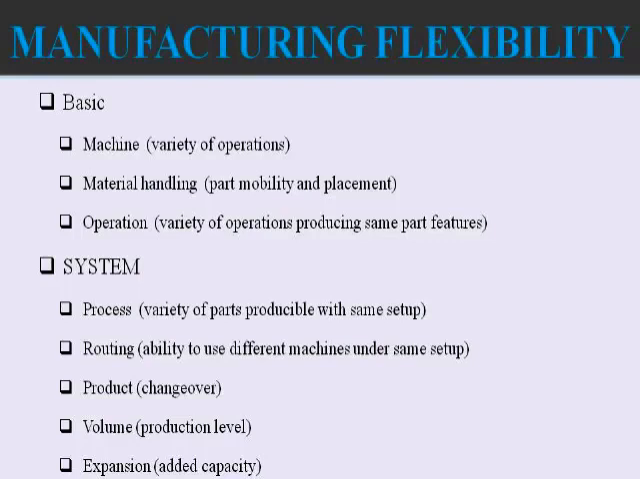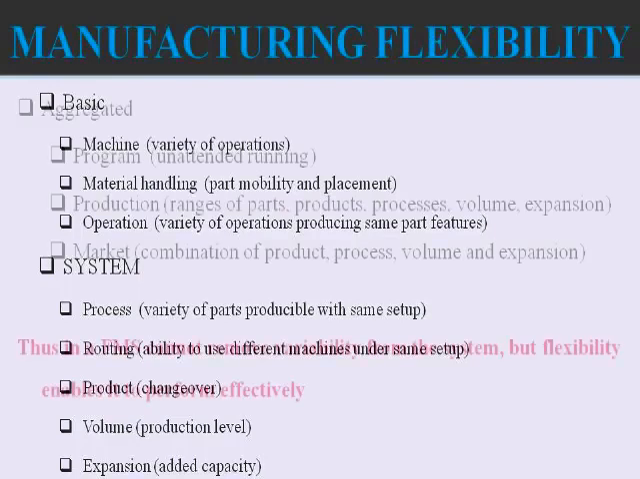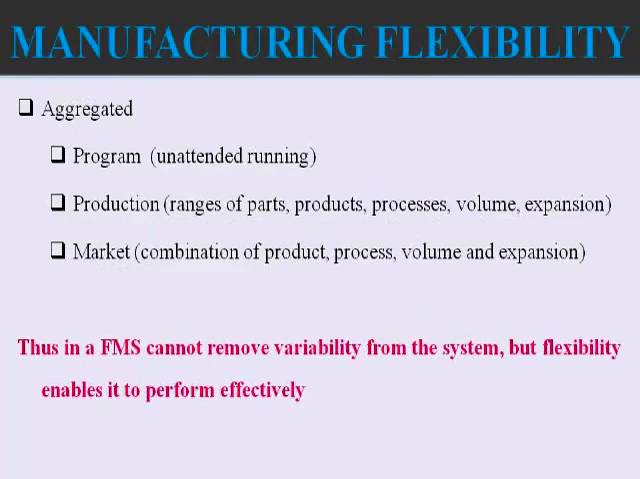Routing, the ability to use different machines under the same setup, should be more, and product changeover should be good. Volume production level is high, and any capacity expansion should be allowed. The program should be such that it can run in an unattended fashion. Market demand is a combination of product, process, volume and expansion. Thus, in an FMS we cannot remove variability from the system, but flexibility enables it to perform effectively.